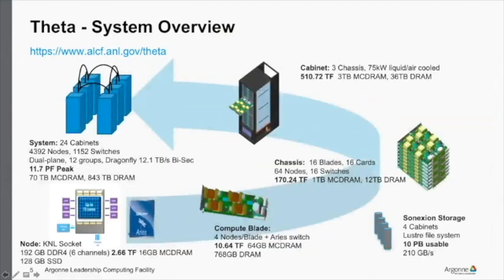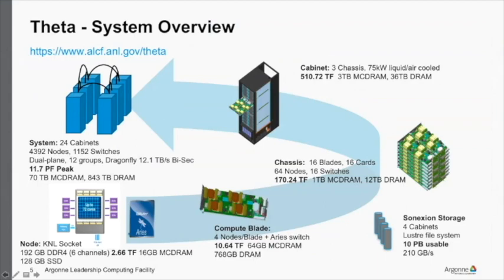A little closer look at the full system. At the smallest scale, a single socket KNL node, 64 cores, four hardware threads per core. Four of those nodes make up a compute blade. 16 of those compute blades form a chassis, which is essentially one third of a rack. And so three of those chassis constitute a full rack of Theta. And 24 of those cabinets make up the full system.